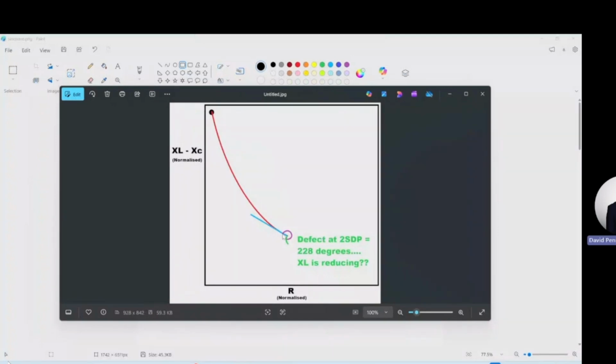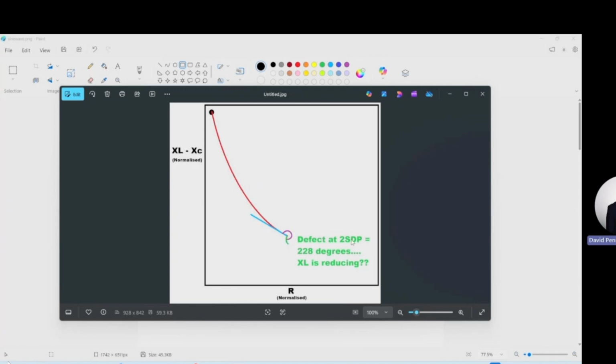So I put it to Ed Korkowski on LinkedIn, and he was very generous to make a video explaining the problem. And the problem is, when you get a defect at two standard depths of penetration, why does that show a reduction in inductive reactance?